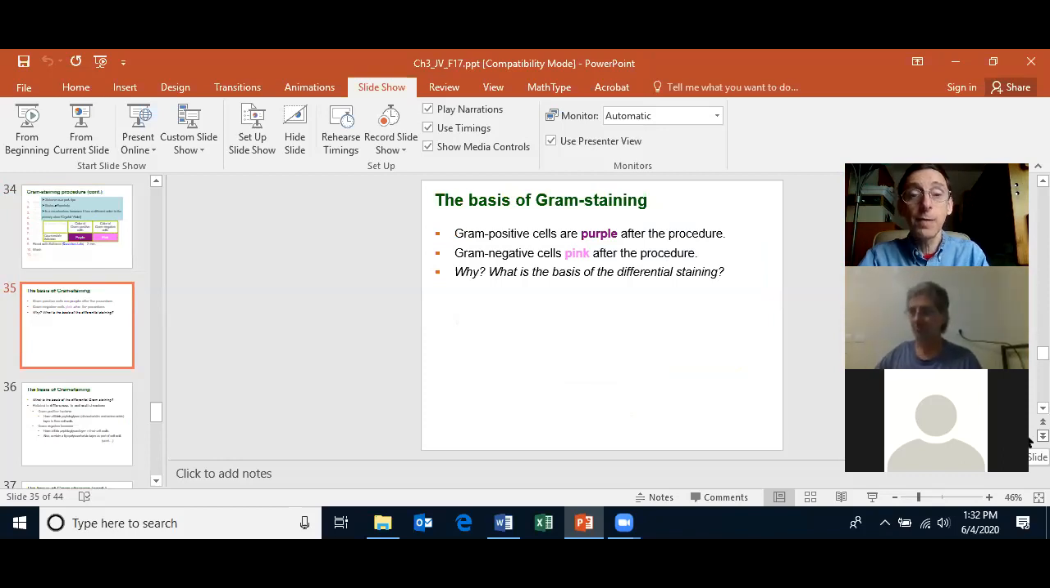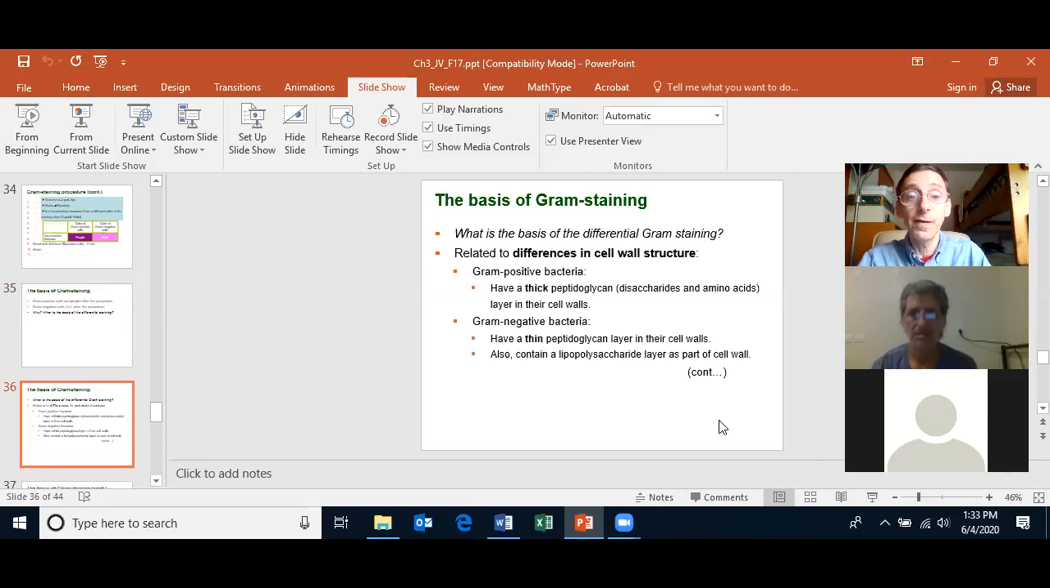All right, so the gram-positive cells are purple after the procedure. The gram-negative cells are pink after the procedure. And the question is why? I'm not going to ask you that unless you happen to do the reading ahead. You probably wouldn't know why. There is a basis for differential staining: why a gram-positive cell stains purple in the gram stain and a gram-negative cell stains pink.